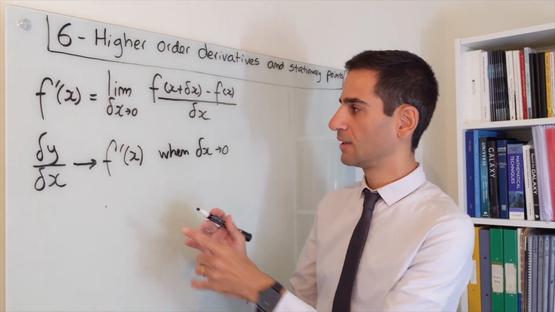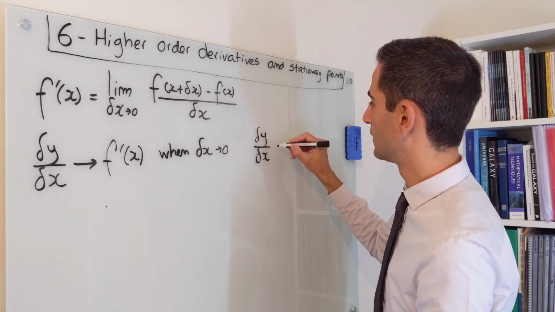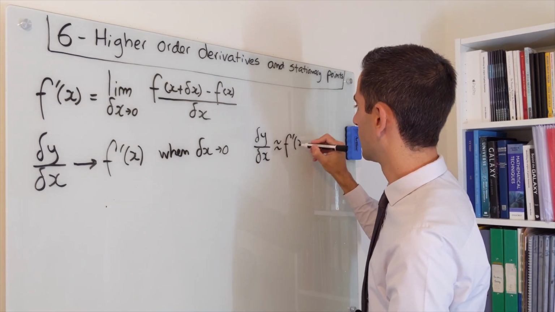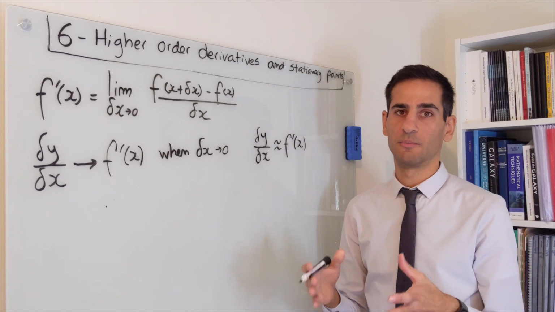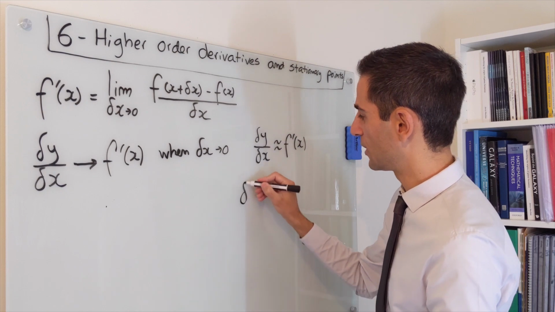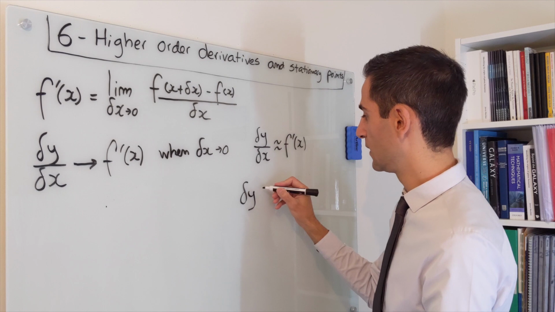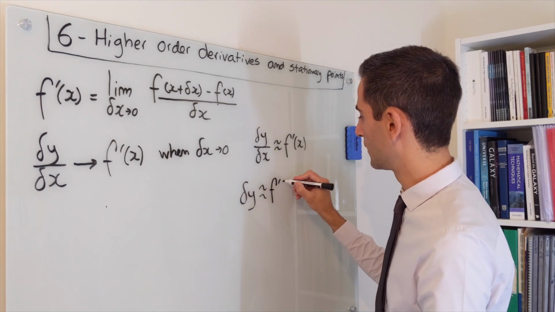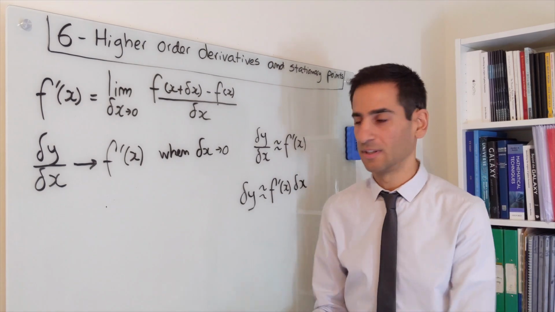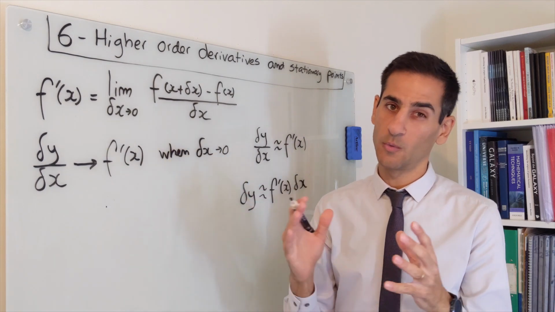Another way to look at this is that this quantity dy/dx is approximately equal to the derivative at a specific point, which means that if you look at the change of the function, this change will be approximately equal to the derivative at that point times this small displacement. It is not equal, it is approximately equal. It only becomes equal if we deal with limits.